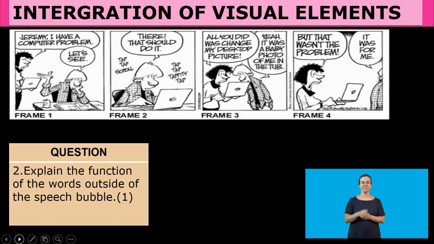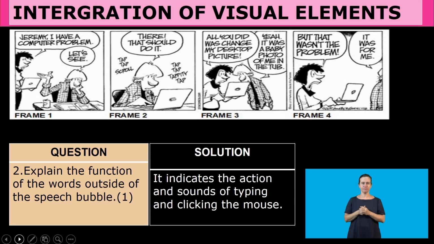Can I move on to another question? Explain the function of the words outside of the speech bubble. So why has the cartoonist indicated words outside of the speech bubble? It shows there that it's the sound of the typing and the clicking of the mouse. And that indicates that he is not interested in her, but rather busily fixing the problem of his mother's computer.